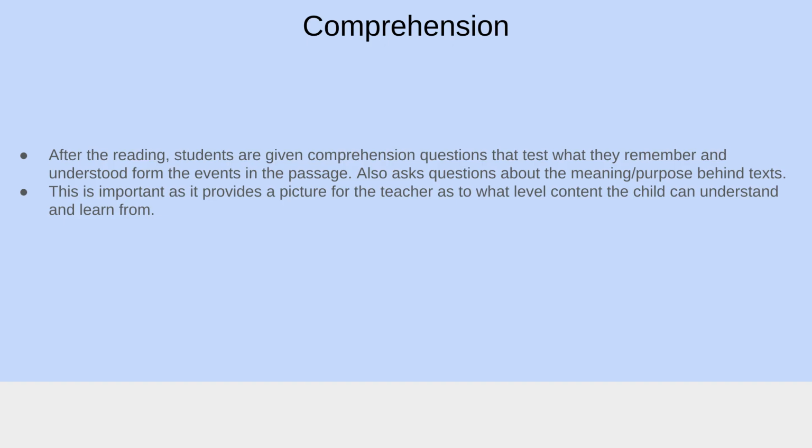So it gets into more abstract details about the passage to see if the child is only able to understand what's on the paper, or if he's able to take a step back and see the bigger picture behind the passage. This is very important, as it provides a picture as to what level content the child can actually understand and learn from. Because learning goes farther than reading something and remembering it, understanding and comprehension give that child the ability to use the information that they learned or apply it to another situation. So comprehension is very important.